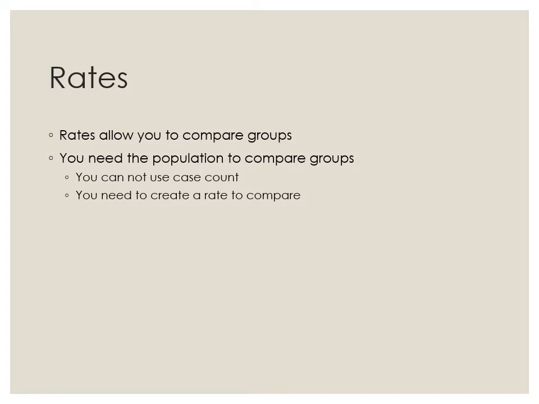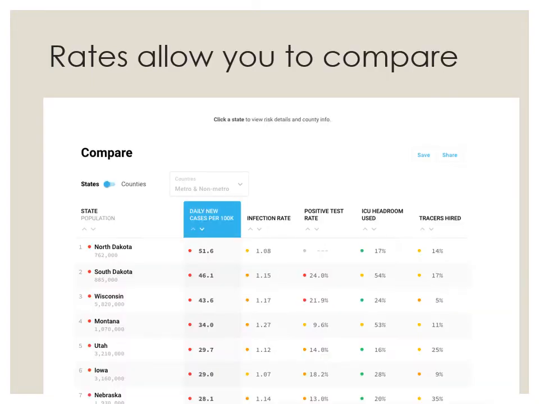So let's say you've got the population of Los Angeles, right, who's got millions and millions of people who have a number of cases that come in. They're going to obviously have more cases than, let's say, a smaller population is. You need to create a rate so you can compare what's happening in Los Angeles to a smaller population. You create a rate. So rates allow you to compare.